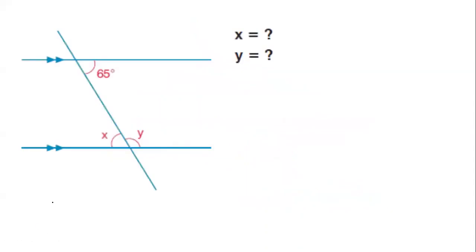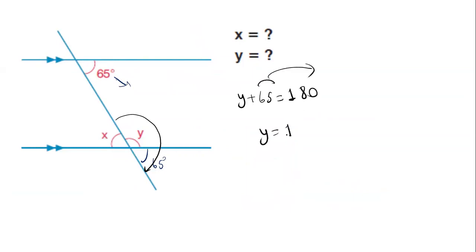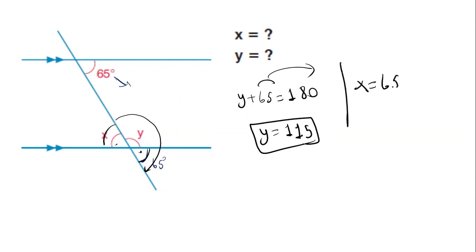Another question is the shape, so transversals. In transversals, this and this will be the same. So then I can see from here y plus 65 is going to be 180 because it's a straight angle, and this goes to the other side as subtraction, so y is going to be 115 degrees. And then this and this are vertical angles, so x is going to be 65 degrees.